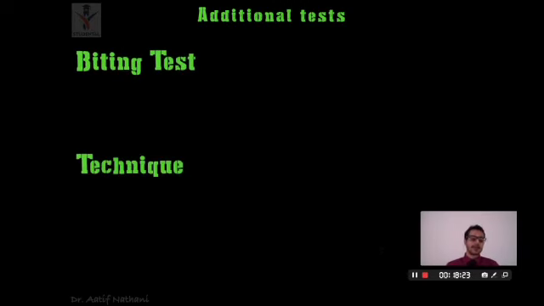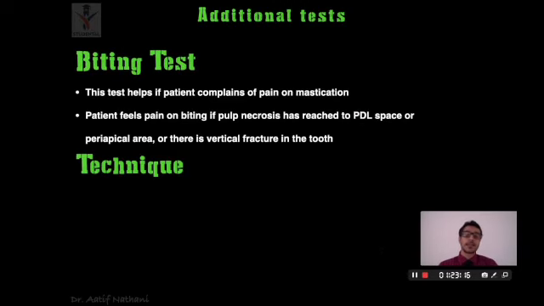Next is the biting test. This test helps if the patient comes with a complaint of pain during mastication. The patient feels pain. There are two reasons where this happens: if there is pulpal necrosis that has reached the periapical area, or if there is a vertical fracture in the tooth. The biting test will be very easy and very helpful in these two situations.